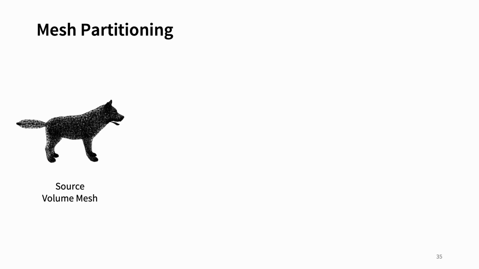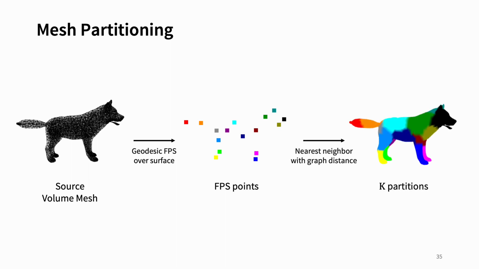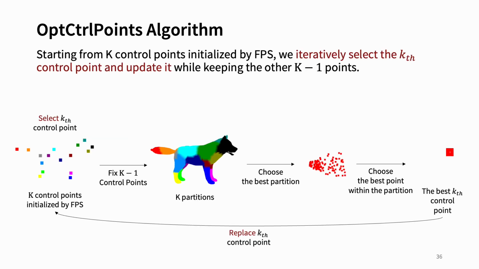First, we construct the partition of the mesh for effective search. We utilize geodesic farthest point sampling over the surface of the mesh to establish the set of seed points. And then we establish K partitions of the mesh by conducting a nearest neighbor mapping of all vertices to seed points, using the distance over the volume mesh graph as a measure of proximity. We iteratively refine a set of control points starting from an initial K control points initialized by FPS. When executing our algorithm, we fix the other K-1 control points and only update the kth control point.